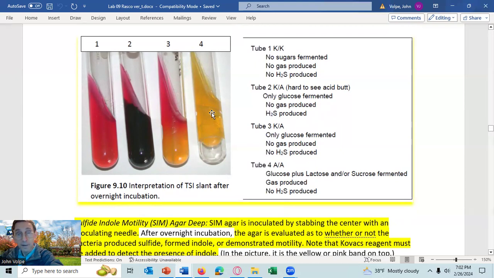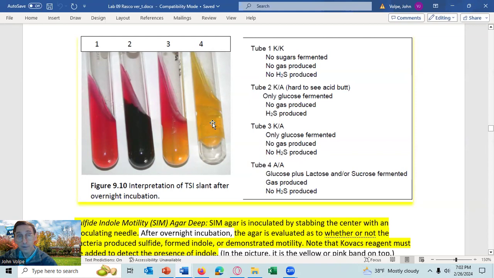In this tube, we have A over A because it's acid or yellow in the slant and in the butt. We see the production of gas here, and that may appear to be a broken agar or a slight bubble right there. This one has a very large bubble at the bottom. So there is gas produced in this one. Because the color is yellow in both the slant and in the butt, we're going to say that glucose is fermented, plus either lactose or sucrose, or both are fermented.